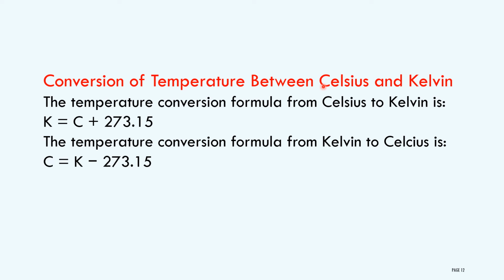Conversion of temperature between Celsius and Kelvin. The temperature conversion formula from Celsius to Kelvin is Kelvin equals Celsius plus 273.15. The temperature conversion formula from Kelvin to Celsius is Celsius equals Kelvin minus 273.15.